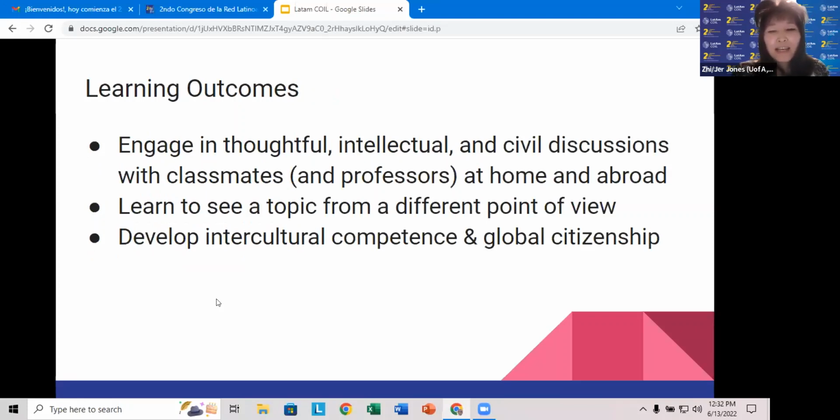Our collaboration had 3 shared learning objectives. Firstly, we wanted to engage students in thoughtful intellectual and civil discussions with their classmates and us professors from 4 countries. And secondly, to help the students to see a topic from a different point of view. And finally, to develop student intercultural competence and global citizenship.